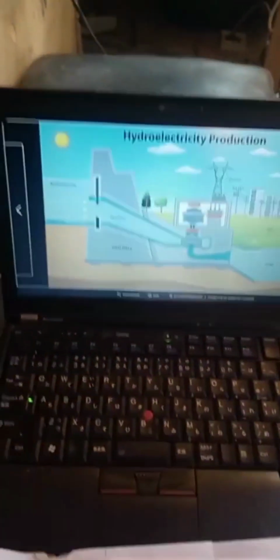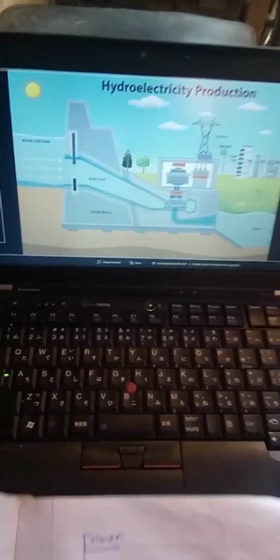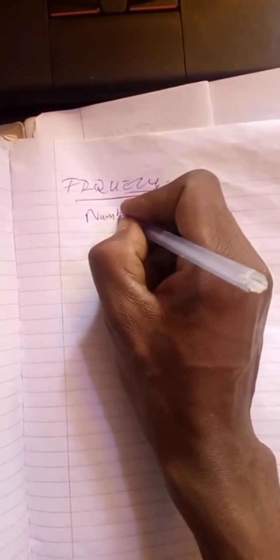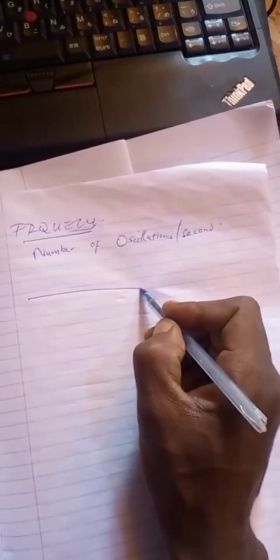Now we can first finish with the frequency. Remember, we have talked about voltage, current, power. Now we have frequency. Frequency is the number of oscillations per second. This means how many oscillations of power do you get in 1 second.